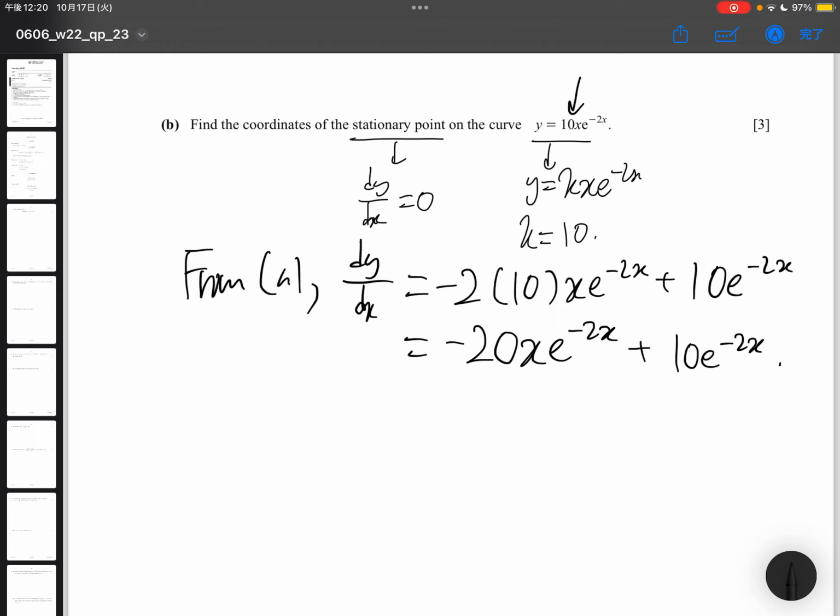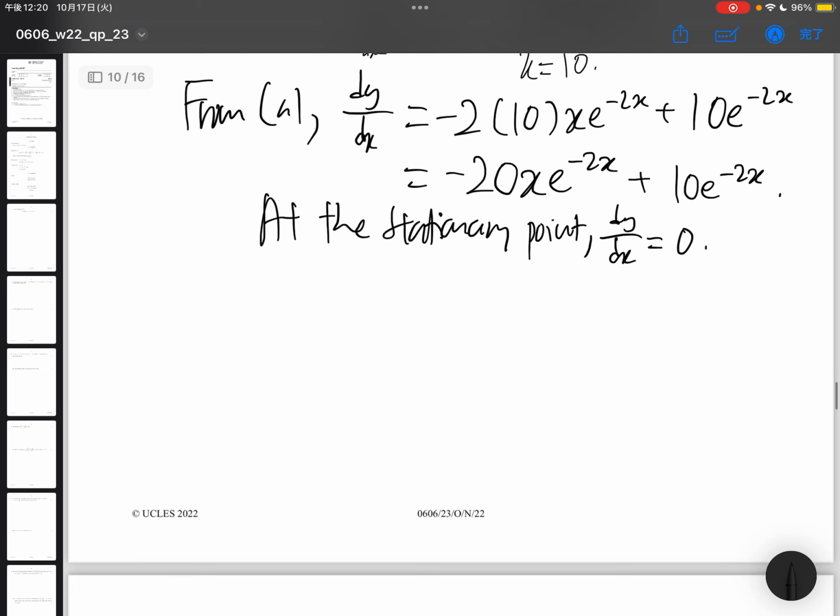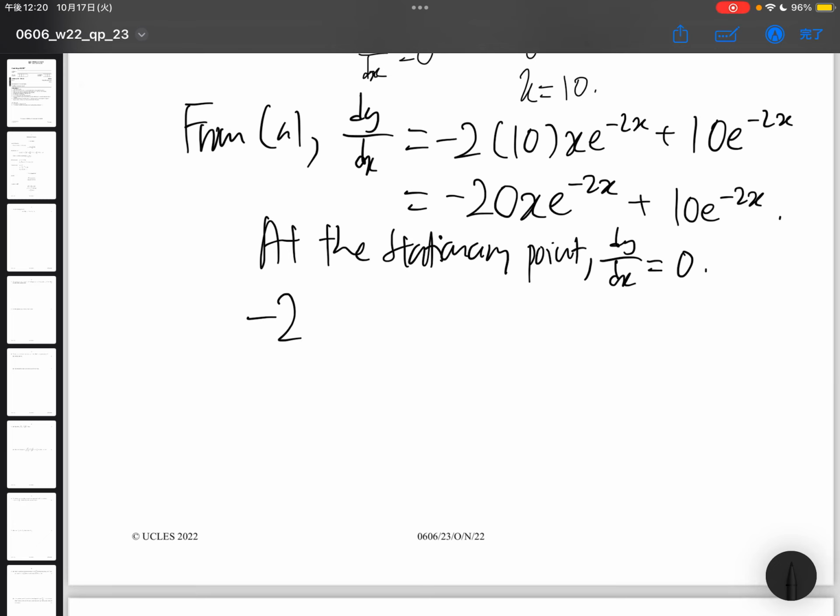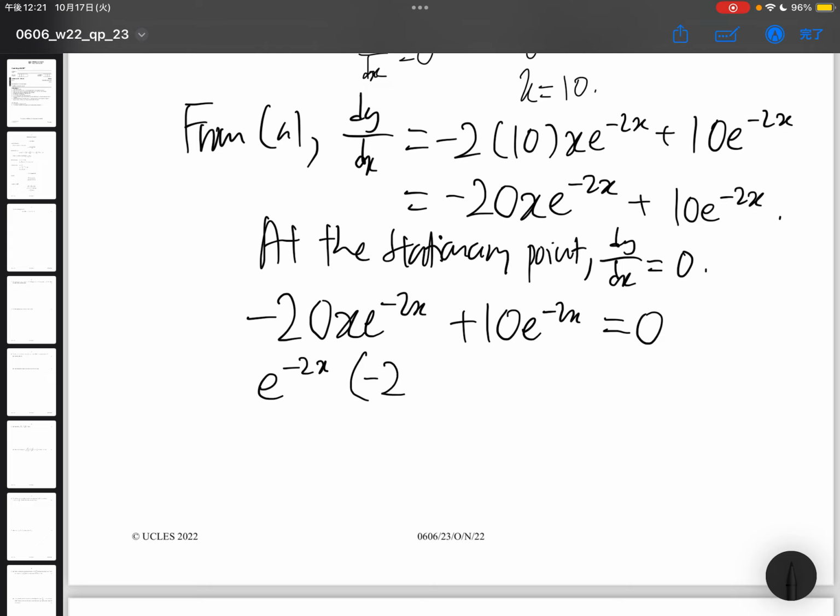And then I have to find the coordinates of the stationary point. So at the stationary point, my derivative dy/dx is equal to 0. So I'll have this. What I can do is factorize out an e to the power of negative 2x. So in the bracket, I'll be left with negative 20x plus 10, which is equal to 0.